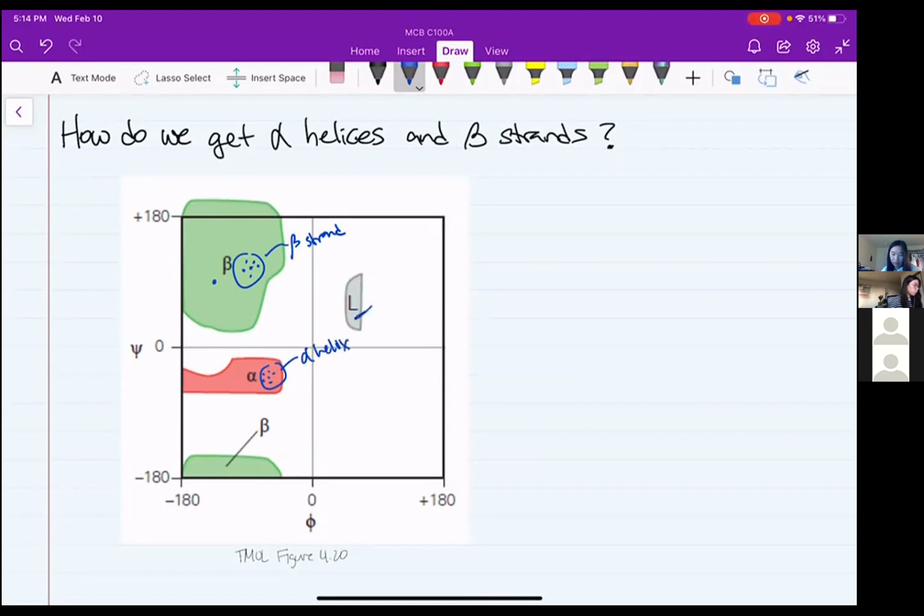And then for L, you would see a left-handed helix, but that's not going to be very common in proteins. So alpha helices and beta strands have clustered phi and psi values.